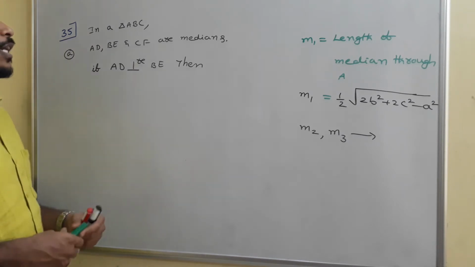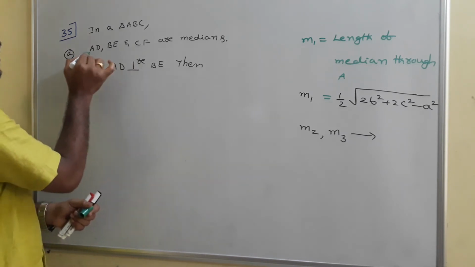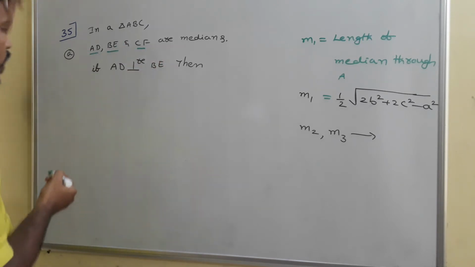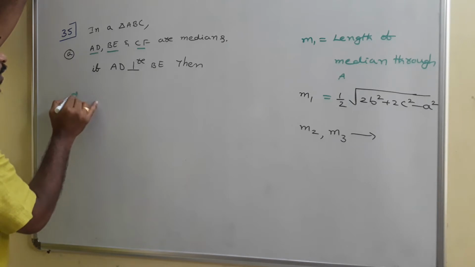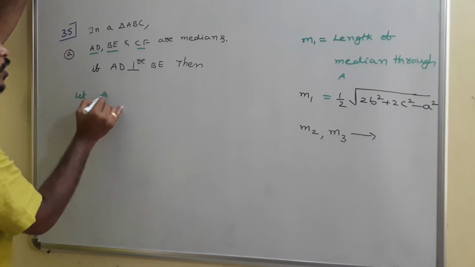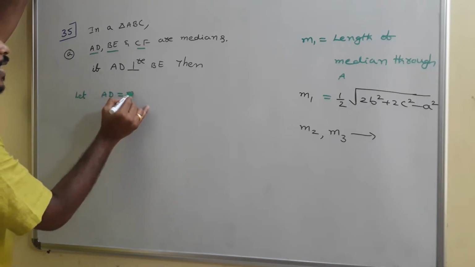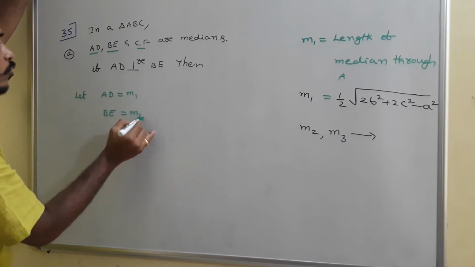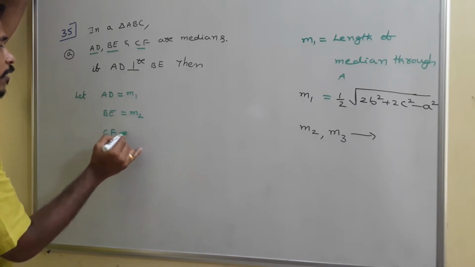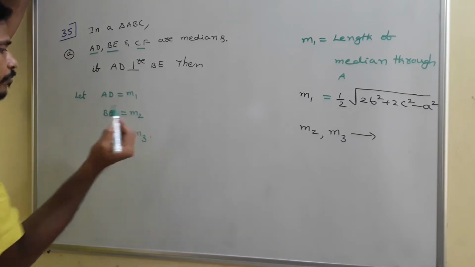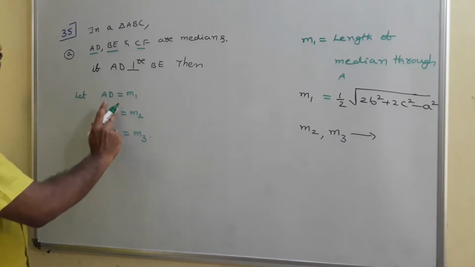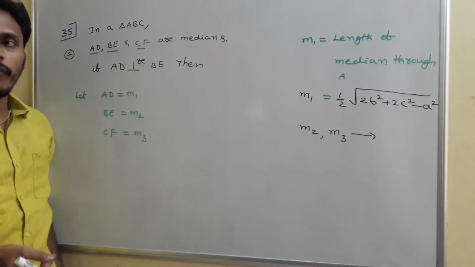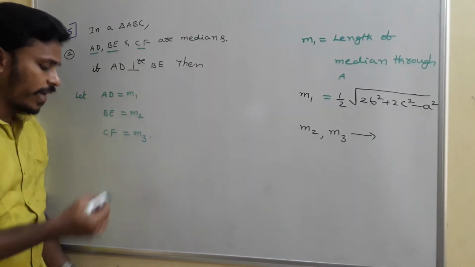The problem is related to the triangle ABC. In that, AD, BE, CF are medians. And since they mentioned that AD, BE, CF are medians, just for our convenience, you just take the lengths of the medians as AD equals M1, BE equals M2, and CF equals M3, right? And I have formulas for M1, M2, M3 based on the sides.